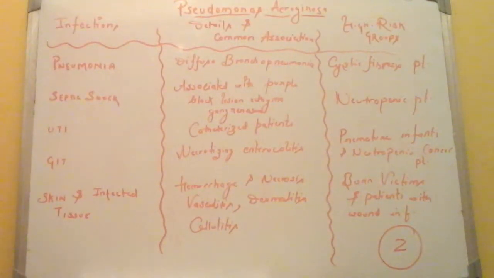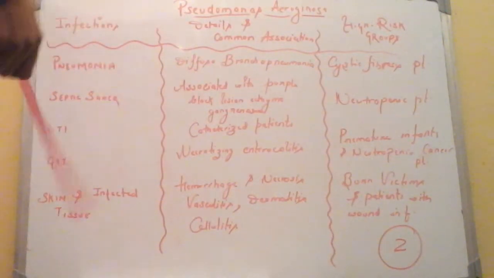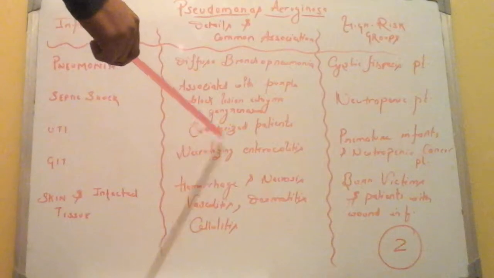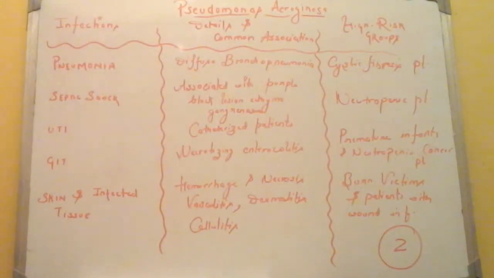Okay, so next is urinary tract infection. As I told you in part one, catheterized patients are at high risk. Over here we can see UTI patients, catheterized patients who have already had a history. Then let's talk about the GIT. The GIT infection will be related to necrotizing enterocolitis, so there will be some sort of infection in the colon. The high risk groups are premature infants and neutropenic cancer patients.